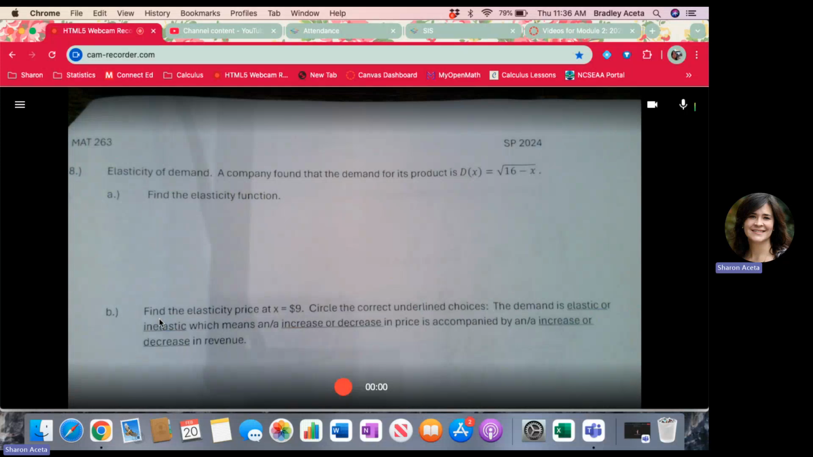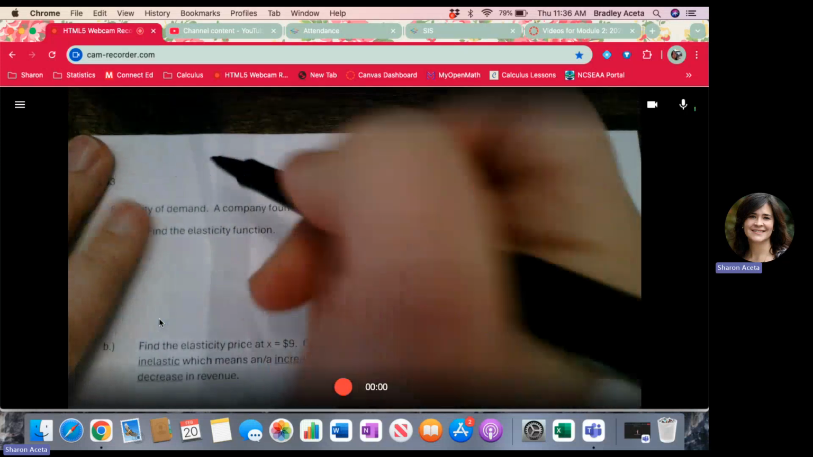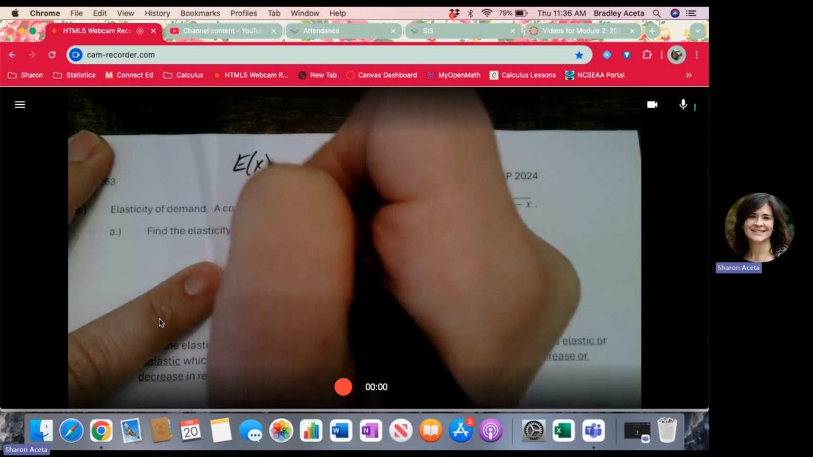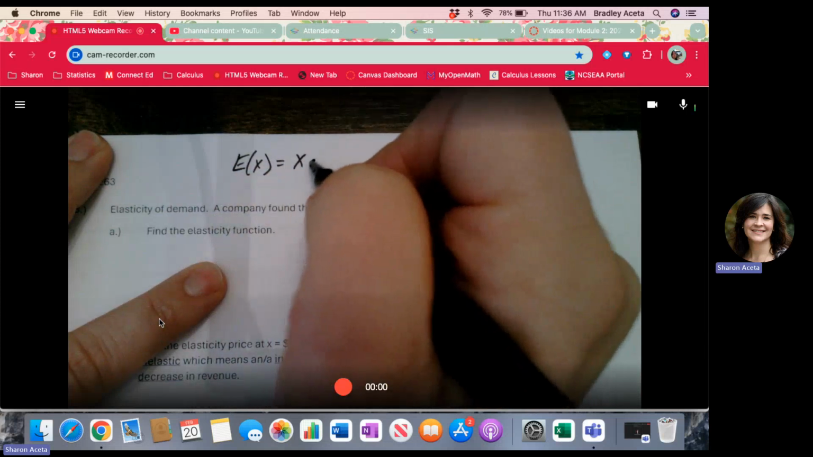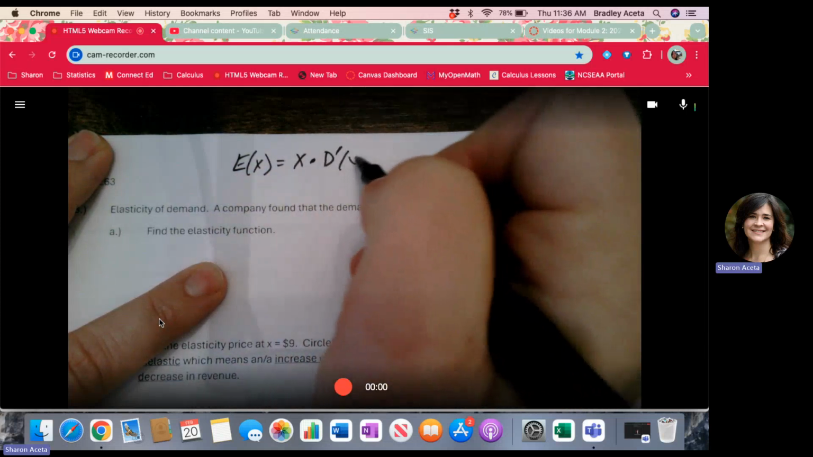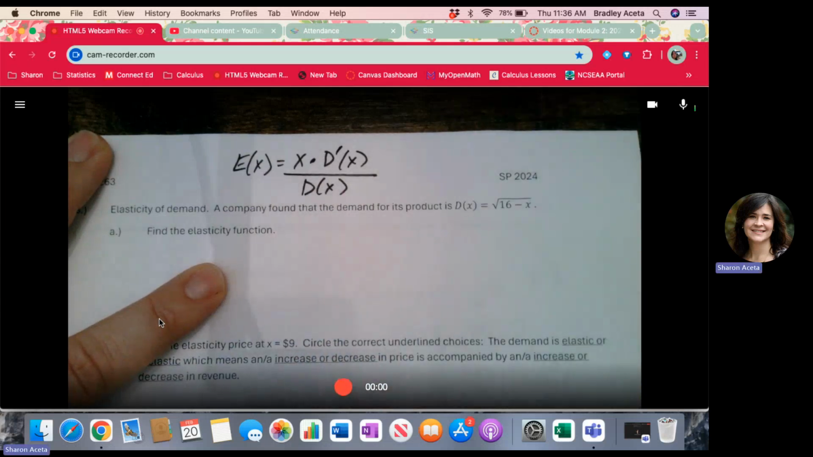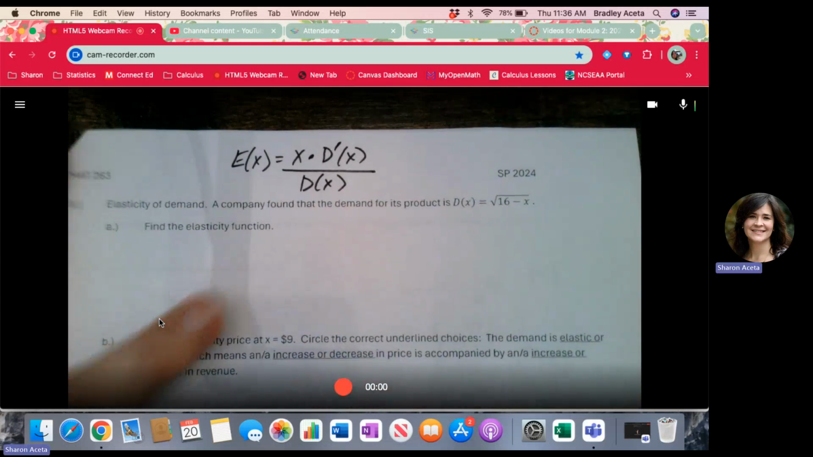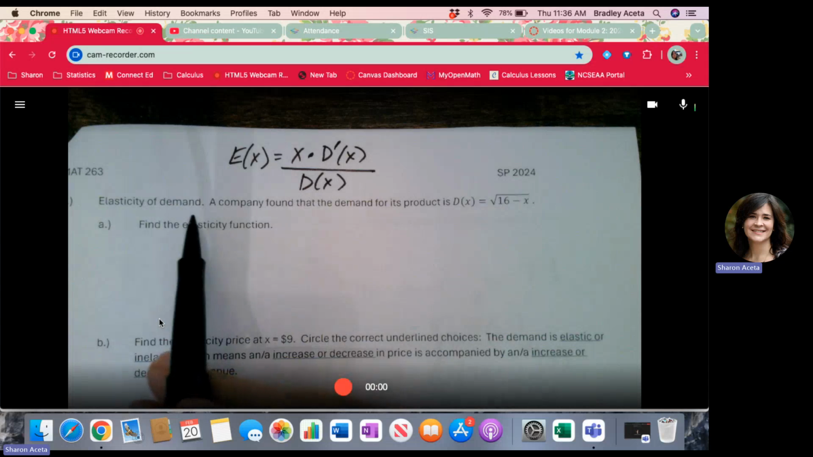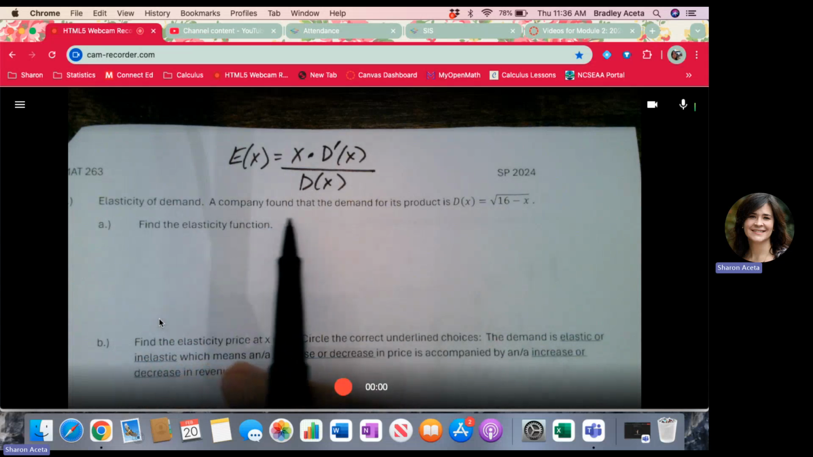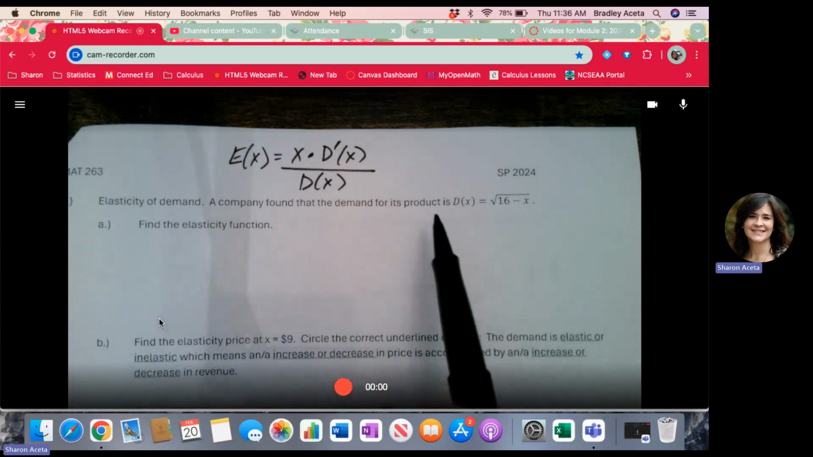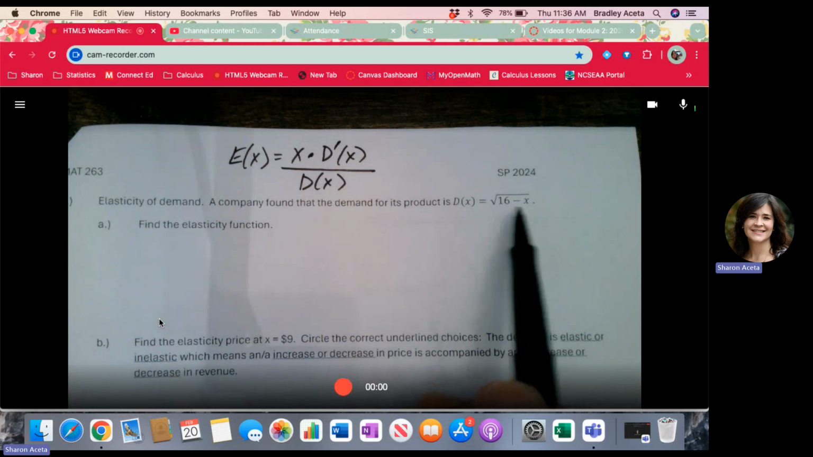Alrighty, last page is elasticity of demand. Let's write the equation at the top here so we can remember. Elasticity of demand is x times the derivative of price demand over the price demand. So the elasticity of demand, a company found that the demand for its product, d of x equals the square root of 16 minus x.